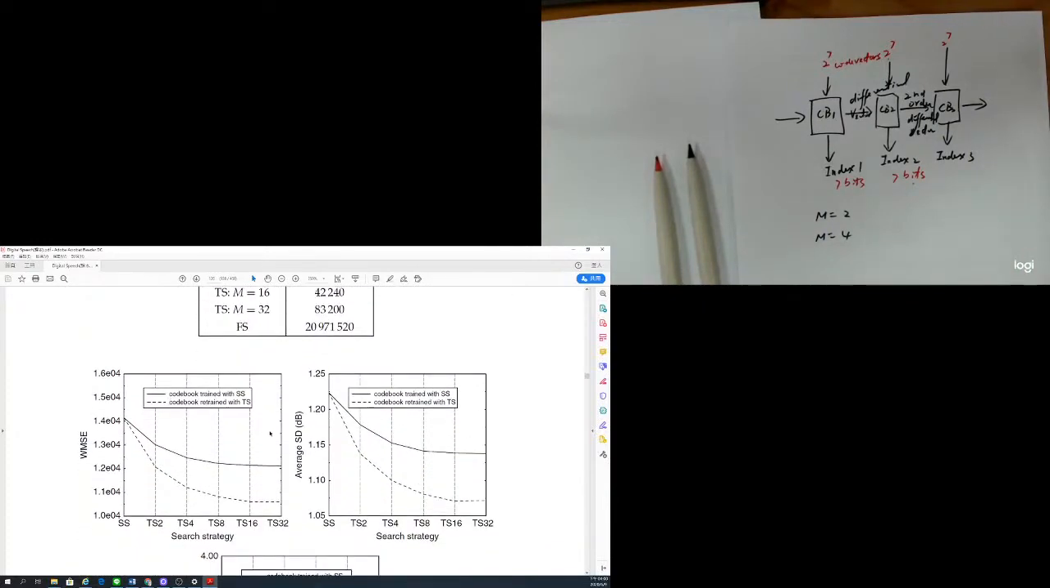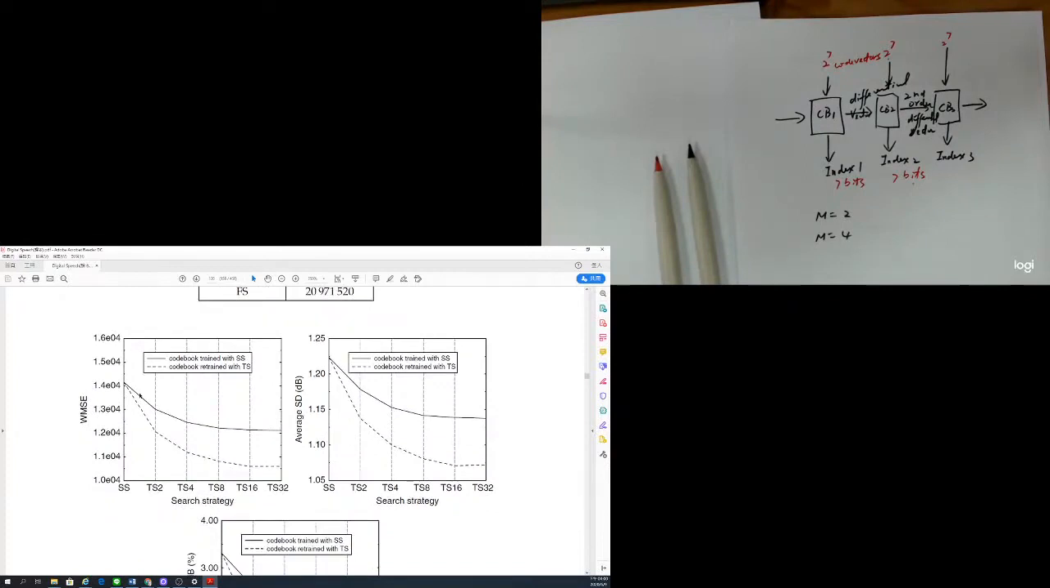You can see here the search strategy, where n becomes 32. The codebook trained with sequential search is retrained with the tree search, and you can see the performance becomes better. Because the sequentially trained codebook is optimized afterwards with the tree search, the codebook becomes better.